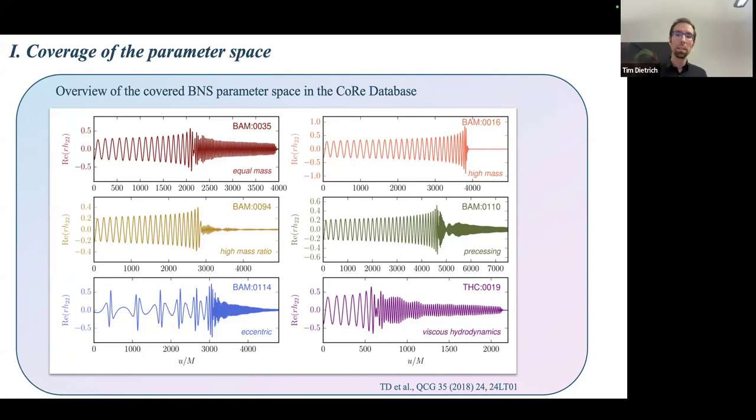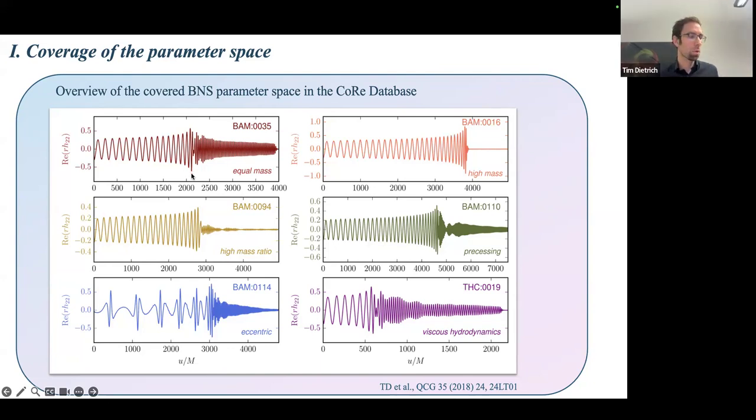So there are not so many simulations in different corners of the parameter space. Of course, most of the time we focus on regions of the parameter space that are astrophysically more relevant. So for systems that we expect are there, but as I said, we have to cover the other things as well. And it also always matters what is the focus of our study.